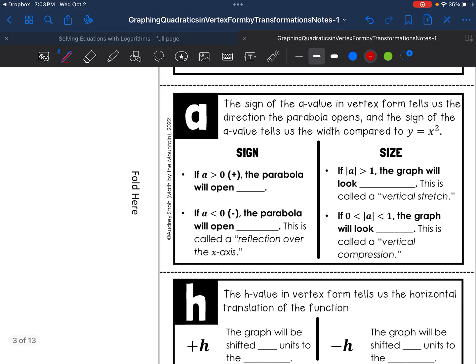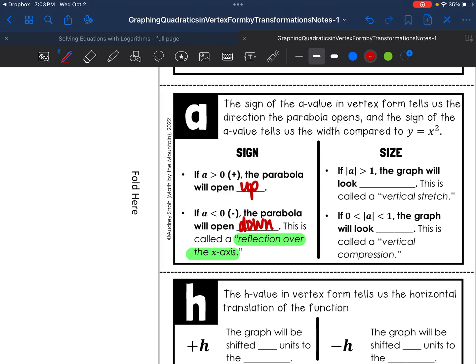And then we're going to go through what each of the variables does. So the a here, the sign: if a is greater than 0, we know that the parabola will open up. If a is less than 0, the parabola will open down. Another way to say that is that it's a reflection over the x-axis. So if you want to go ahead and just highlight that part, that's going to be some of the wording we use on assessment sometimes.